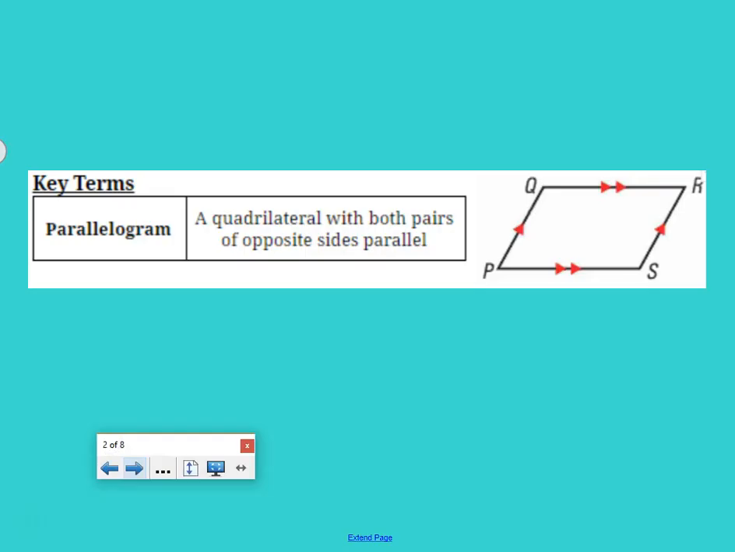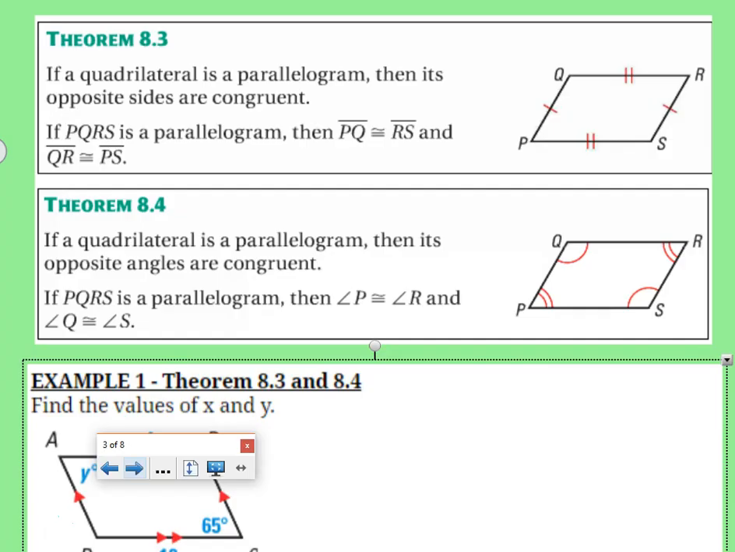So first off, we just need that definition of a parallelogram. By definition, a parallelogram is a quadrilateral. So that's four sides with both pairs of opposite sides parallel. So both pairs means both opposite sides are parallel. And remember, we marked parallel with these little triangles here. So both pairs of opposite sides are parallel. That's the definition. Now there are some other qualities of parallelograms, and that's where these theorems come into play.